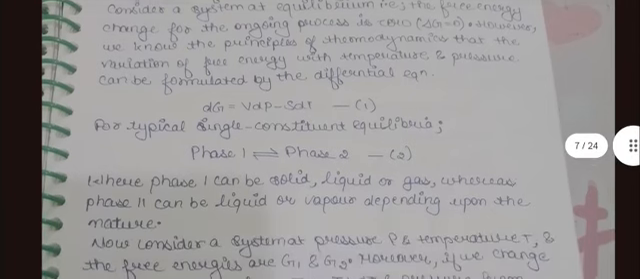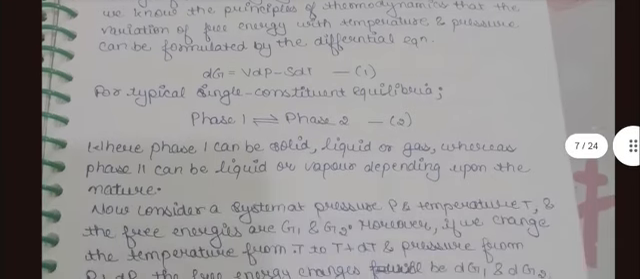Clausius-Clapeyron equation. The equation is useful in characterizing a discontinuous phase transition between two phases of a single constituent. The derivation of the Clausius-Clapeyron equation considers a system at equilibrium, that is, the free energy change for the ongoing process is 0. We know that the principle of thermodynamics states that the variation of free energy with temperature and pressure can be formulated by the differential equation dG = V dP minus S dT.